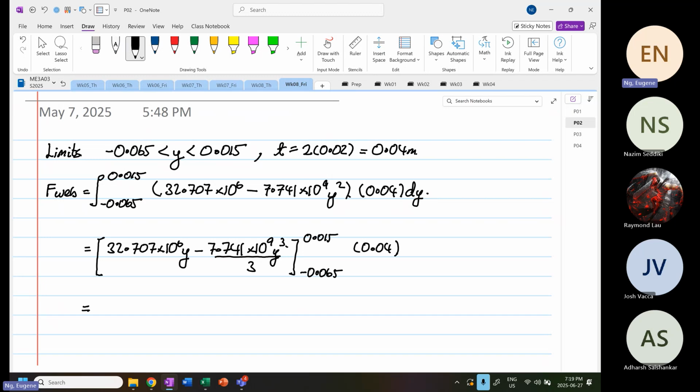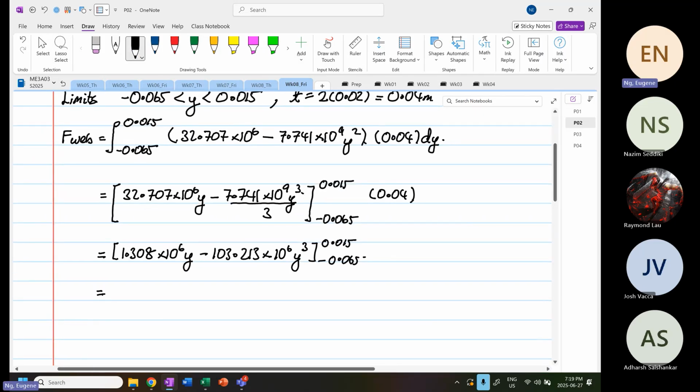32.707 times 10 to the power 6 times 0.04 is 1.308 times 10 to the power 6 y, and then minus 7.741 times 10 to the power 9 divided by 3 times 0.04 is 103.213 times 10 to the power 6 y cubed, operating in the limits of 0.015 to minus 0.065, the lower limit. So this in turn will be equal to 1.308 times 10 to the power 6 times 0.015 minus 103.213 times 10 to the power 6 times 0.015 cubed.